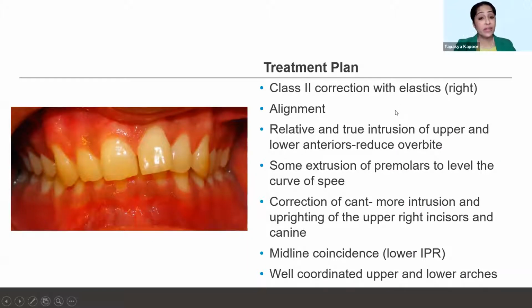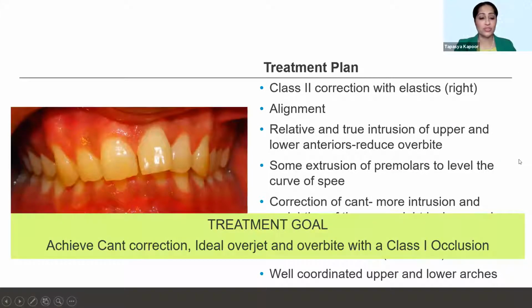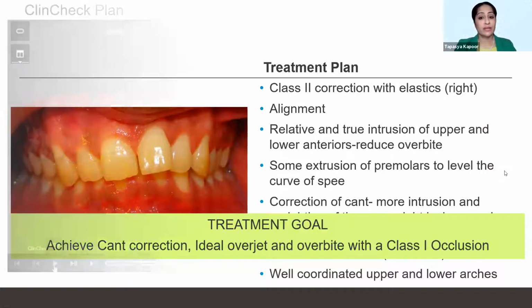We planned relative and true intrusion of the upper and lower anteriors to reduce the overbite, some extrusion of the premolars to level the curve of Spee, correcting the cant by doing relatively more intrusion on the upper right side, correcting the midline with some amount of lower IPR, and finishing with well-coordinated arches. Again, it's a young adult. We want an ideal class 1 occlusion with an ideal overjet, overbite, and also good cant correction.